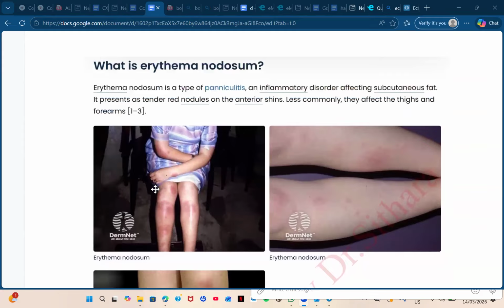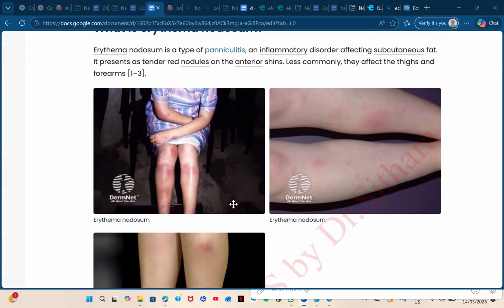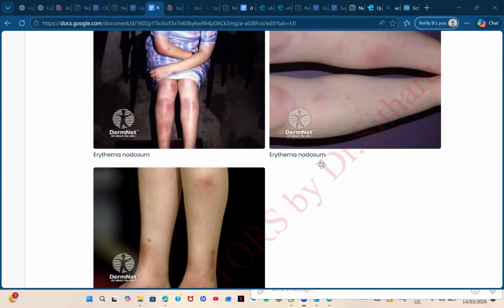First appearance is redness, right? Then the patient can develop these painful, itchy nodules. Erythema nodosum is a type of panniculitis, an inflammatory disorder affecting subcutaneous fat. It presents as tender red nodules on the anterior shins and less commonly affects the thigh. The most common area is the anterior shin, right? It is associated with sarcoidosis, IBD, TB. Yeah, good. You have mentioned all the important points, right?